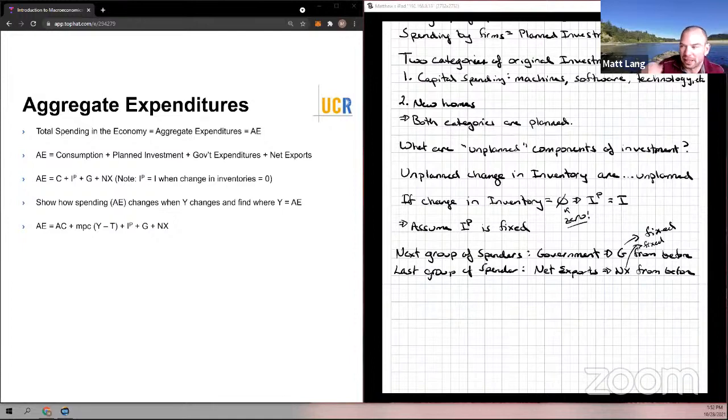Planned investment spending equals I when the change in inventory is 0. We'll come back to this on Tuesday, I promise.